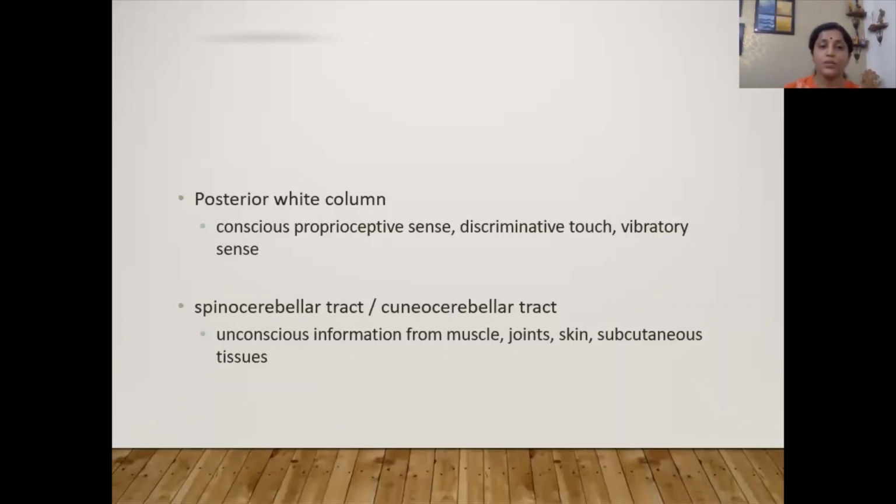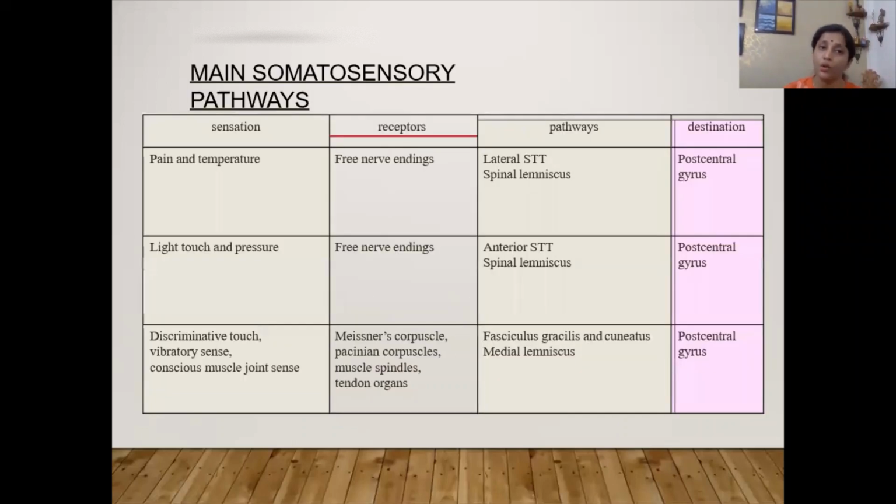So before this spinocerebellar tract, all the three categories were terminating on the sensory cortex, in the cerebral cortex. And all the three categories are the conscious sensations. And here, in the spinocerebellar tract, we are talking about the unconscious or non-conscious information which reaches the cerebellum via our muscles, our joints, the subcutaneous tissue, the skin, etc. This information we may not regulate, we cannot regulate, we cannot understand. The body and the brain do it on their own.